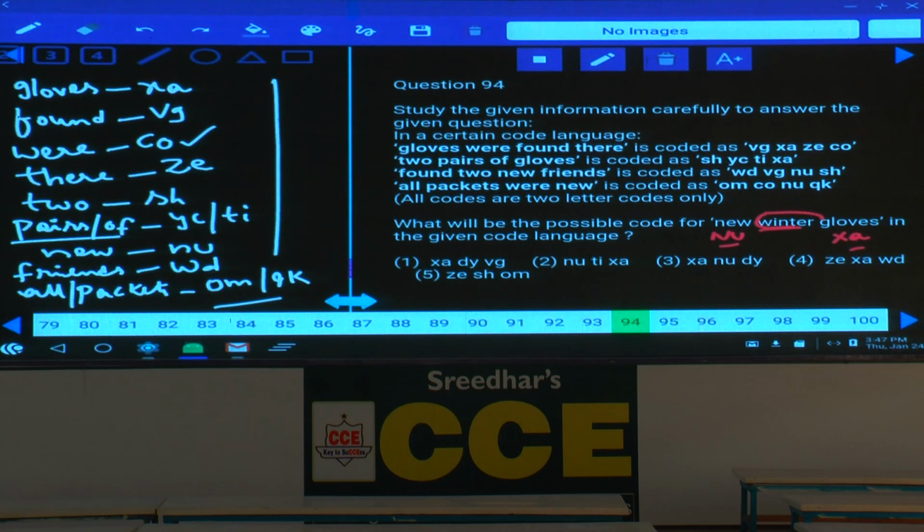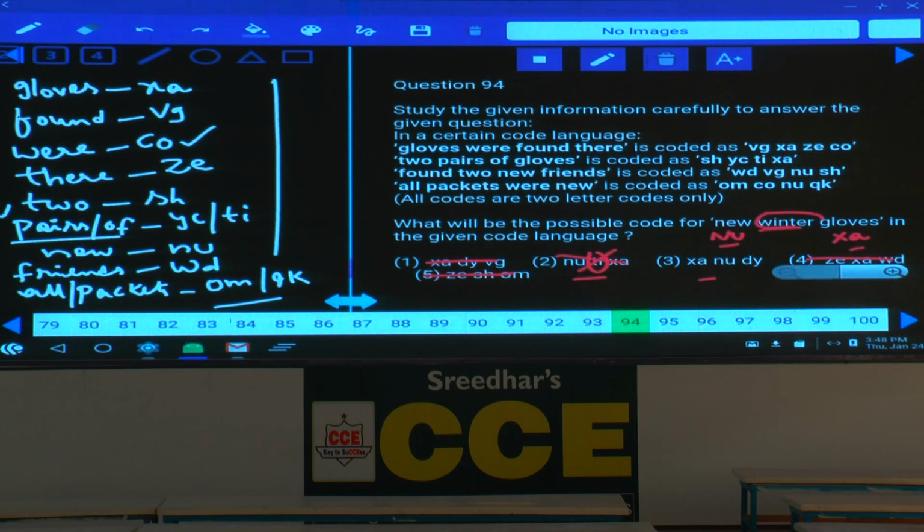Now, NUXA. Choice 1 cannot be your answer. Choice 2 there is a possibility. Choice 3 there is a possibility. Hence, your answer could be either choice 2 or choice 3. Now, tell me whether TI can be the code for the word winter or not. No. Why? Because TI is the code to the word either pairs or of. It cannot be the code to the word winter. Hence, choice 2 is also ruled out.